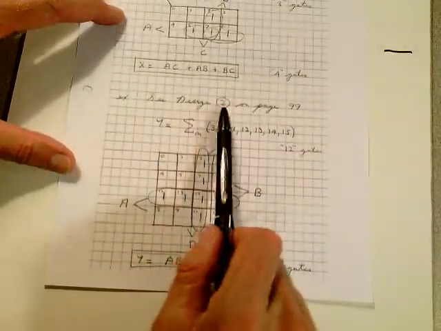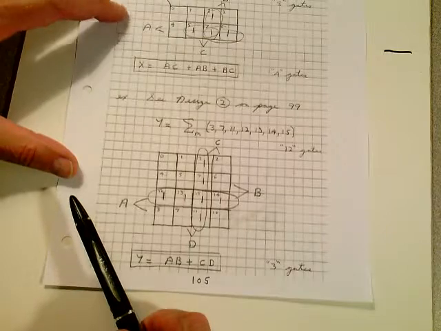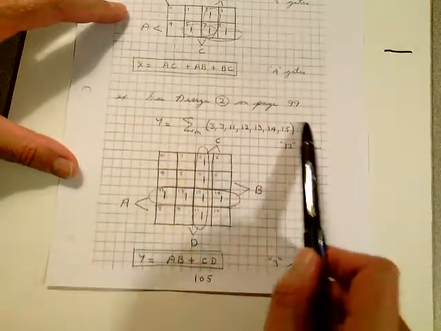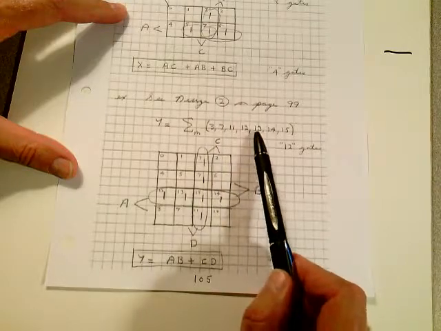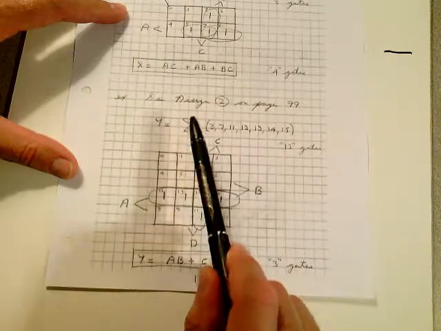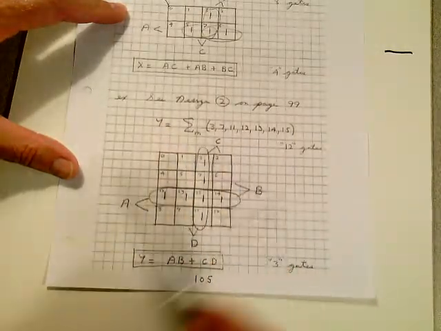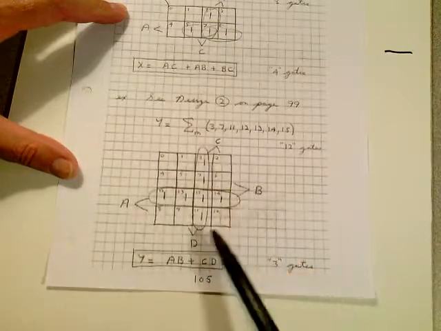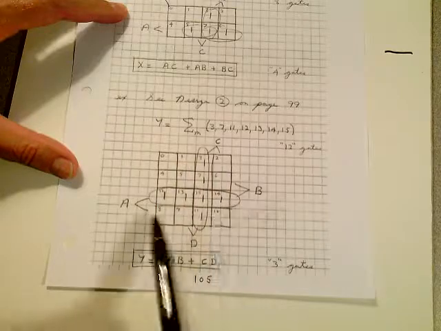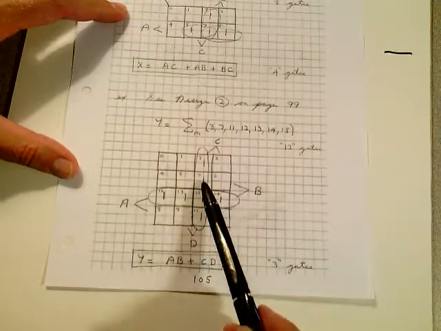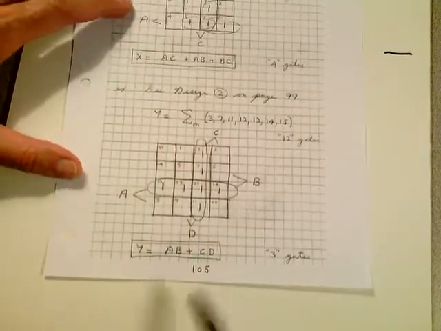Take a look at design number 2 on page 99 of your lecture notes. That's the simplified form right there. Y equals the sum of the minterms 3, 7, 11, 12, 13, 14, and 15. It was a 4-variable input. You have to use a 4-variable map. I put 1s where all the minterms are. You don't have to put 0s where the other ones are. That's understood. Now we have to form groups with those 1s as big as possible.